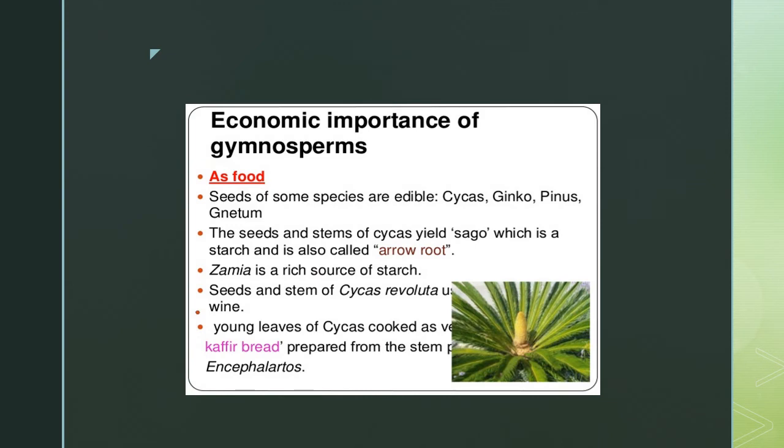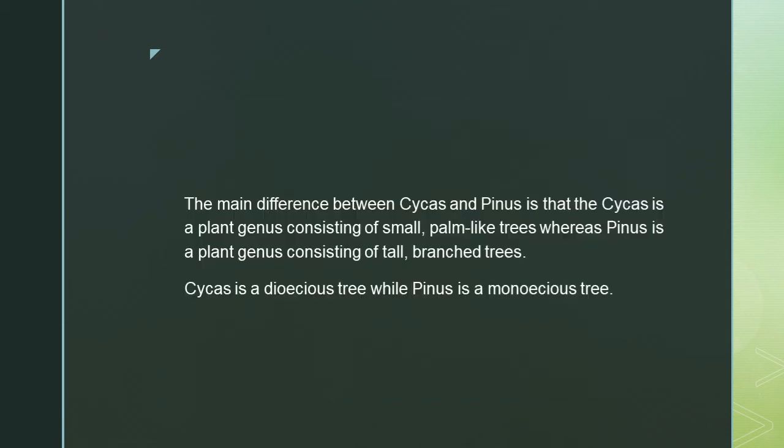Economic importance of gymnosperms. Some edible gymnosperms are Cycas, Ginkgo, Pinus, and Gnetum. The seed and stems of Cycas yield sago, which is starch and is also called arrowroot. Seed and stems of Cycas are also used in the wine industry, and are examined as a rich source of starch.